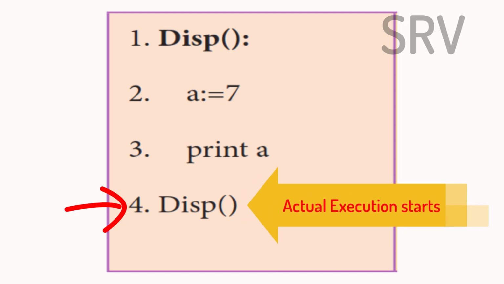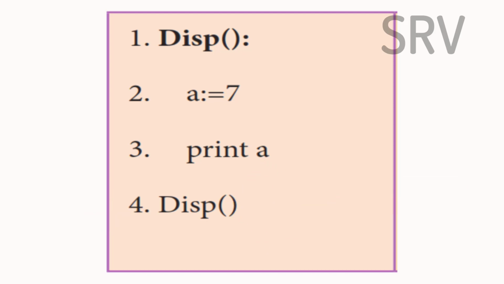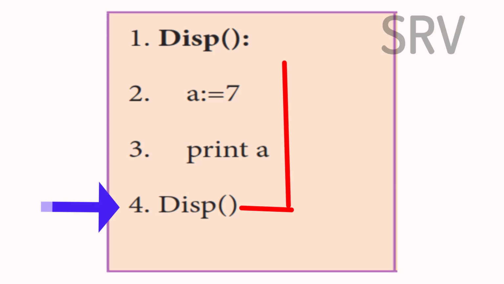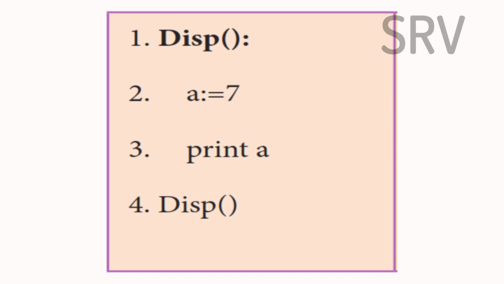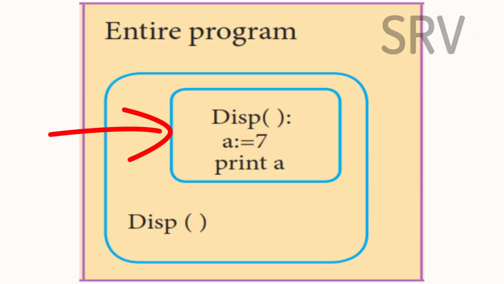When we execute this pseudocode, statement 4 gets executed, and this statement calls the disp function. The controller enters the disp function, the value 7 is assigned to the variable a, and then the a value is printed as 7. This is how the diagrammatic representation is given. Here the inner box shows the local scope where a is declared. Once we come out of that local scope, the variable a is no longer alive. Inside itself the variable a is alive, or its scope is within the function disp.